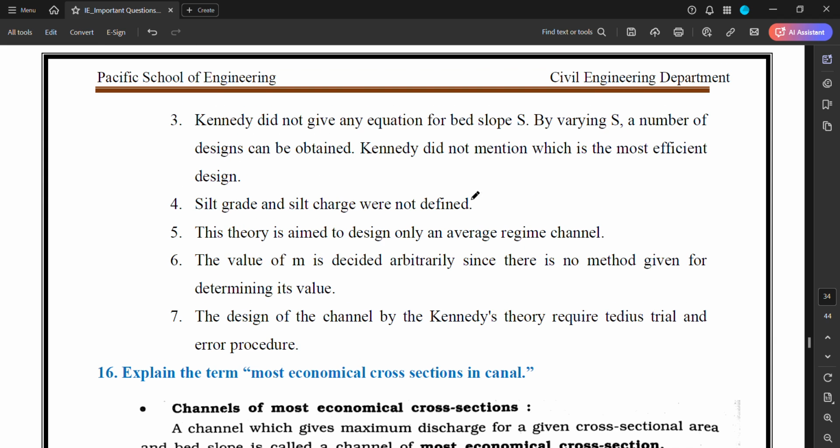By varying S slopes, a number of designs can be obtained. Kennedy did not mention which is the most efficient design. Silt grade and silt charge were not defined. Fifth, the theory is aimed to design only the average regime channel. The value of m is decided arbitrarily since there is no method given for determining its value.